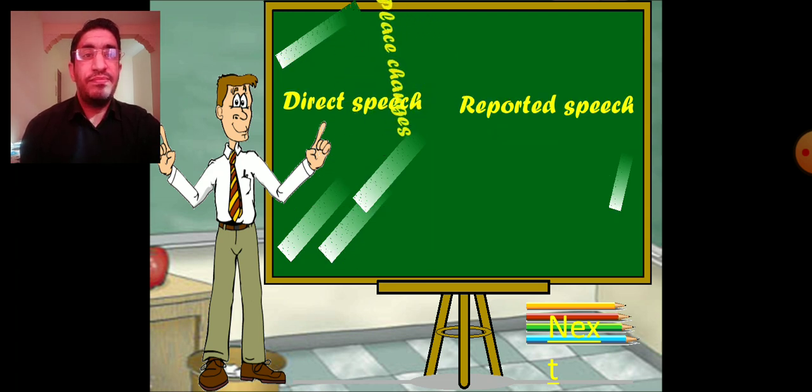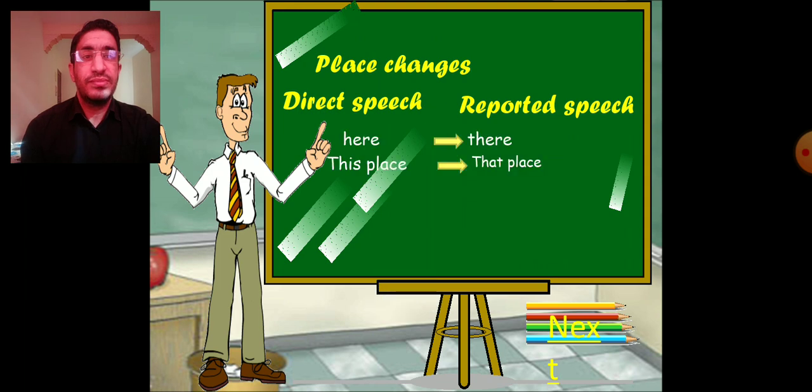Here are some place changes. Here becomes there. This place becomes that place. For example, Ahmed likes to live here. So in the reported speech, we are going to change the tense as well as the word of place, here. So Ahmed said that he liked to live there. All right. Good.